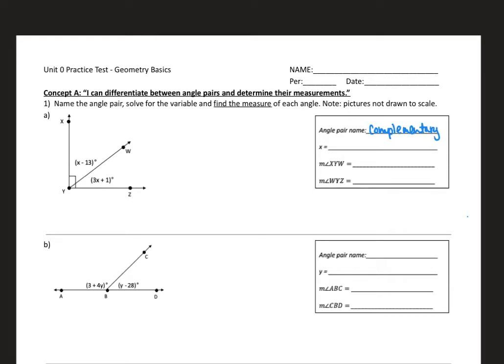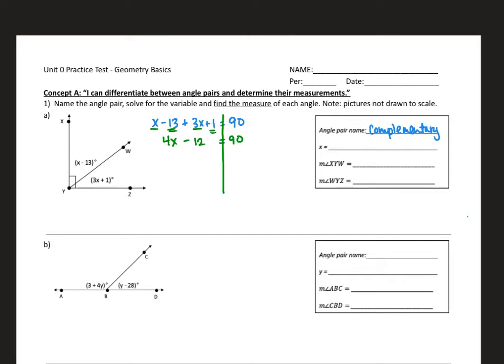Complementary angles have a sum of 90, so to solve, we're going to add them and set it equal to 90. So it's going to be x minus 13 plus 3x plus 1 equals 90 degrees. And now we solve. Combining like terms, I can combine my x terms. So x and 3x is 4x. And then I can combine my numbers. So negative 13 and 1 is negative 12 equals 90.